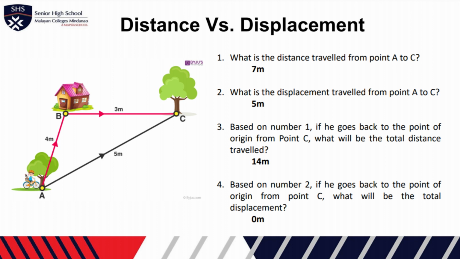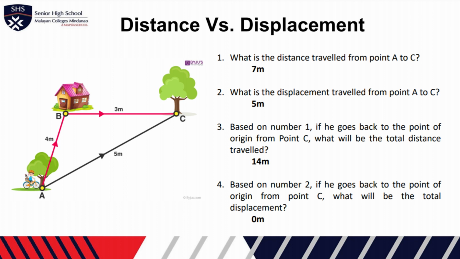Second question. What is the displacement traveled from point A to point C? There is a cue there that it would be 5 meters. Why is it not 7? Again, we're talking about displacement, which is a vector quantity. It refers to how far out of place an object is. So that determines the beginning to the end point of the particular object. So we have there the displacement measured by 5 meters in the black arrow.